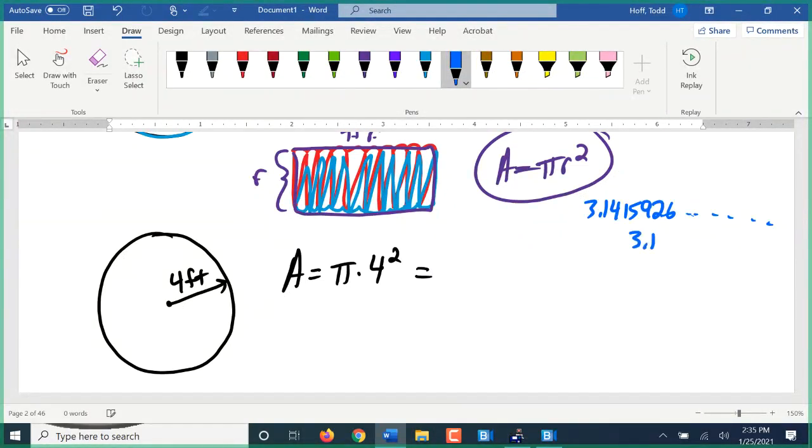Most textbooks just use 3.14 for pi as an approximation. When I do answer keys for tests or quizzes, I will use 3.14 and I'll use the pi key on the calculator. Any number between those two will be fine. So 4 squared is 16 times pi is 50.24.